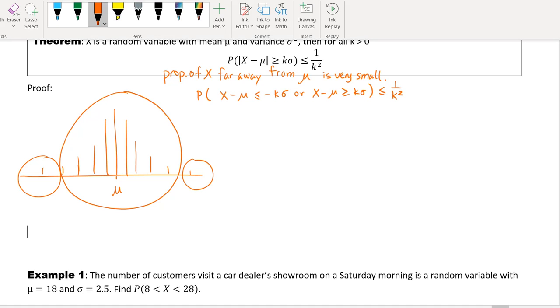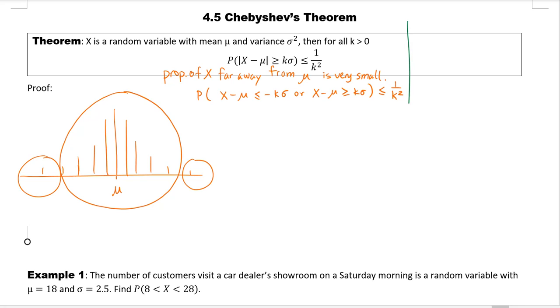On the other hand, if we want to compute the complement, the complement of this is the probability that the absolute value of X minus mu is less than k sigma. This will be greater than or equal to 1 minus 1 over k squared. This is the same as saying the probability that X minus mu is bounded between minus k sigma and k sigma is greater than or equal to 1 minus 1 over k squared.